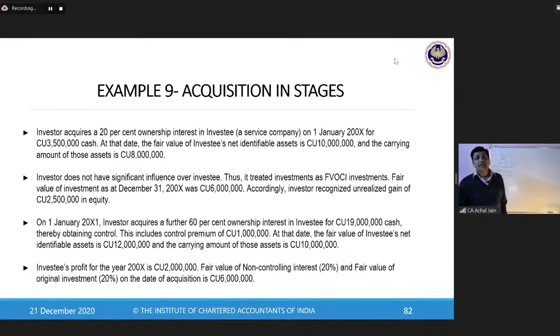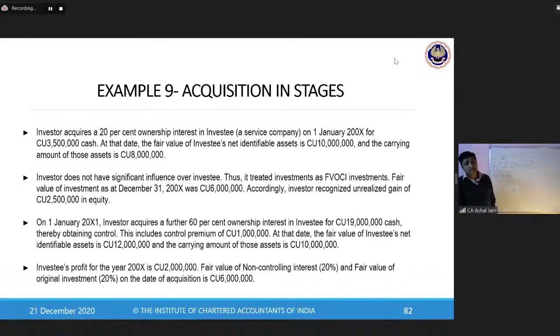Fair value of investment as at 31st December 2000X was 6 million. Now at year end, 31st December 2000X, this fair value was 6 million. Fair value of what? Of this investment, 6 million. Accordingly, investor recognized unrealized gain of 2.5 million in equity.